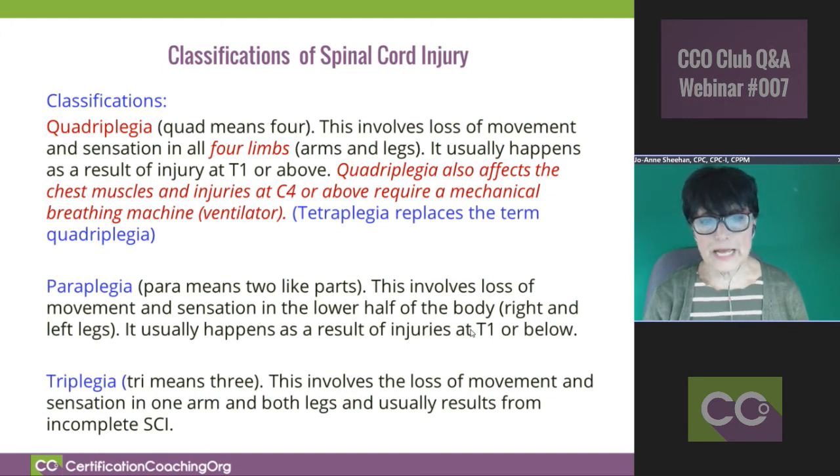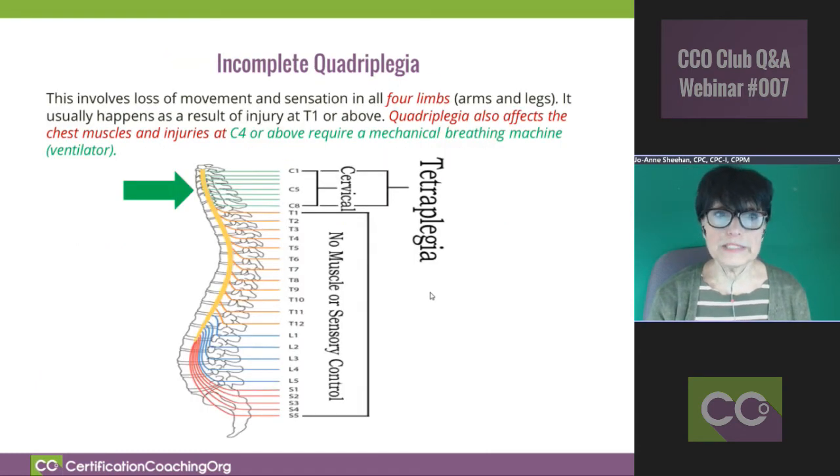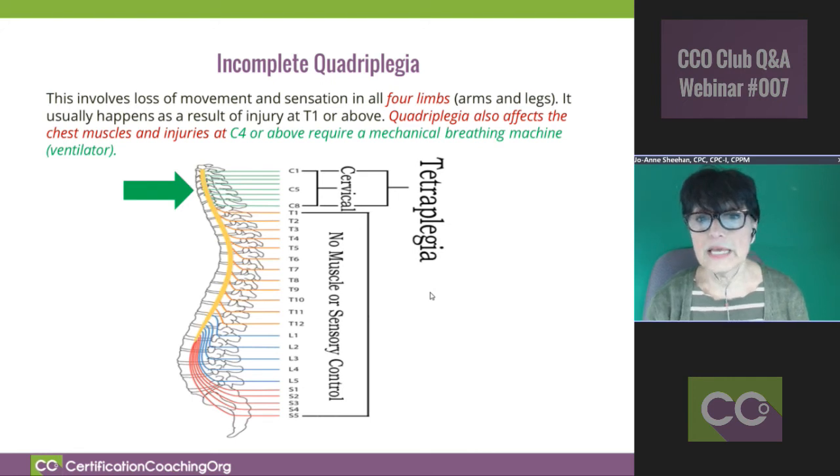And triplegia, tri means three, and this involves the loss of movement and sensation in one arm and both legs, and usually results from incomplete spinal cord injury. So triplegia means three. Tetra means four. So tetra and quadra mean the same thing. So an incomplete quadriplegia involves loss of movement and sensation in all four limbs, and it usually happens as a result, as I said, of injuries at T1 and above. Quadriplegia also affects the chest muscles and requires some type of a ventilator.